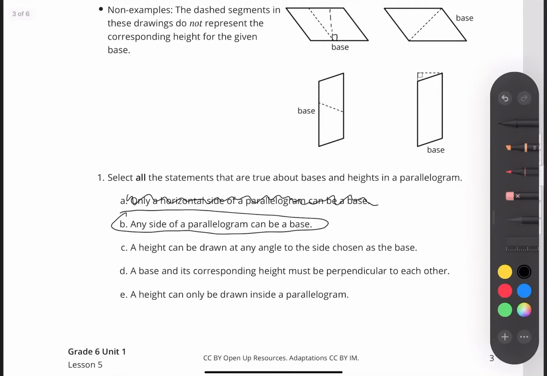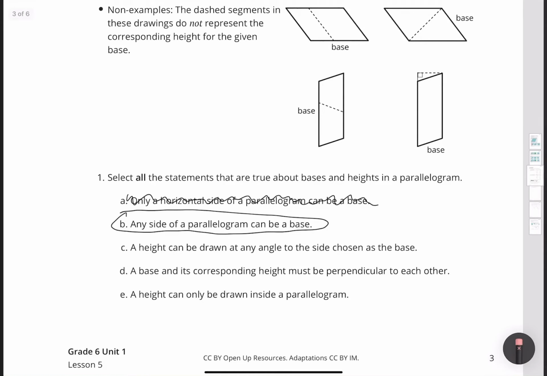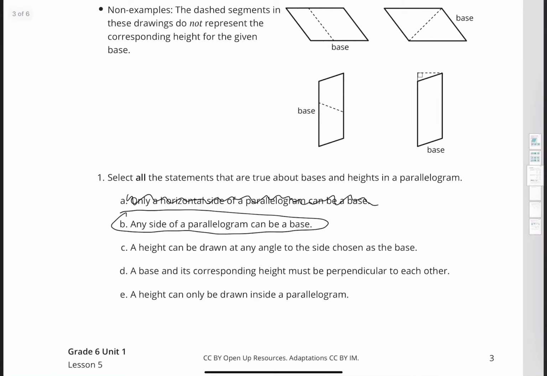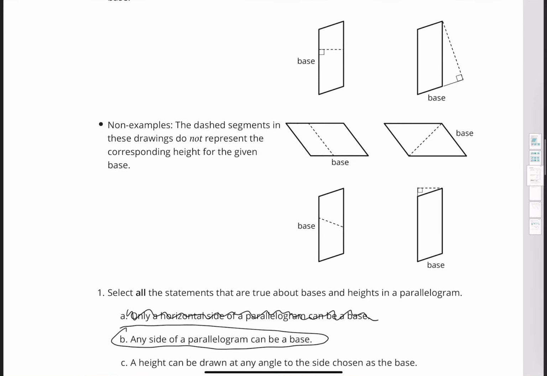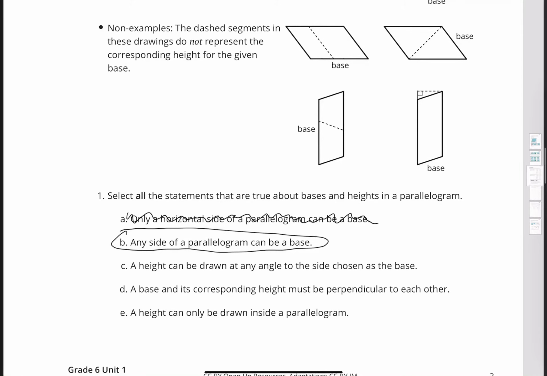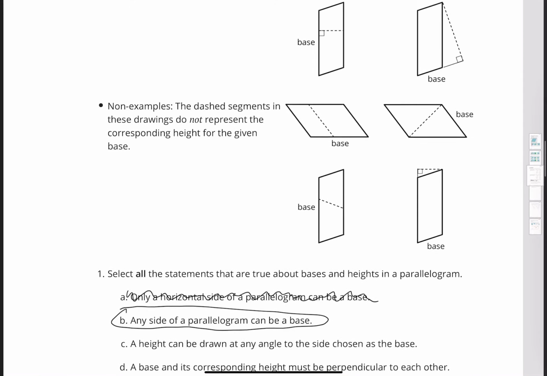So earlier I drew this, just having fun with it, but I just drew that, so I don't want you guys to think that that was already in the book. So let's make our study. Okay, so it said a height can be drawn at any angle to the side chosen as a base.